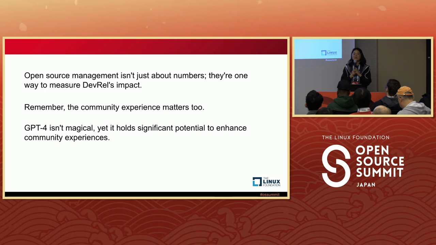I listed some metrics, but I want to highlight that open source management is not just about numbers. They are just one way to measure our work, but we can't use numbers to account for the community's health. As Linus said in the morning, people relationships are the heart, so the community experience also matters. We can use GPT-4. GPT-4 is not magic. It can't solve every problem, but it can be a way to enhance the community experience.